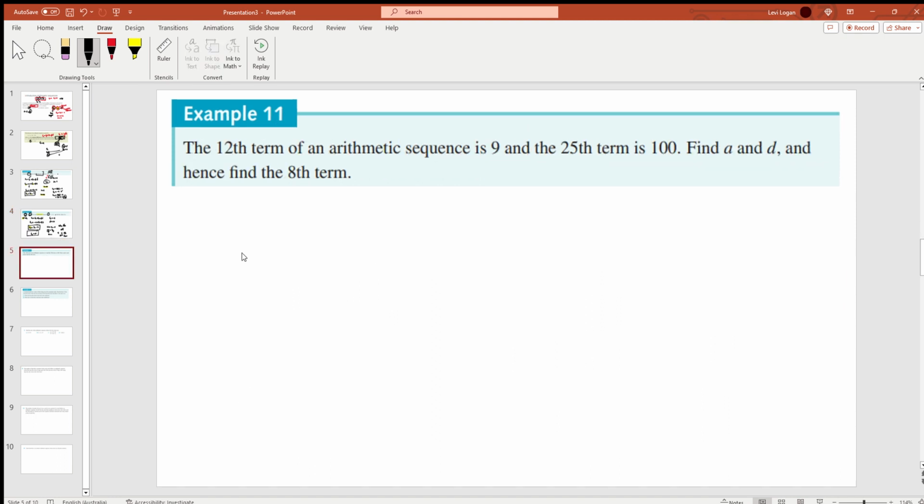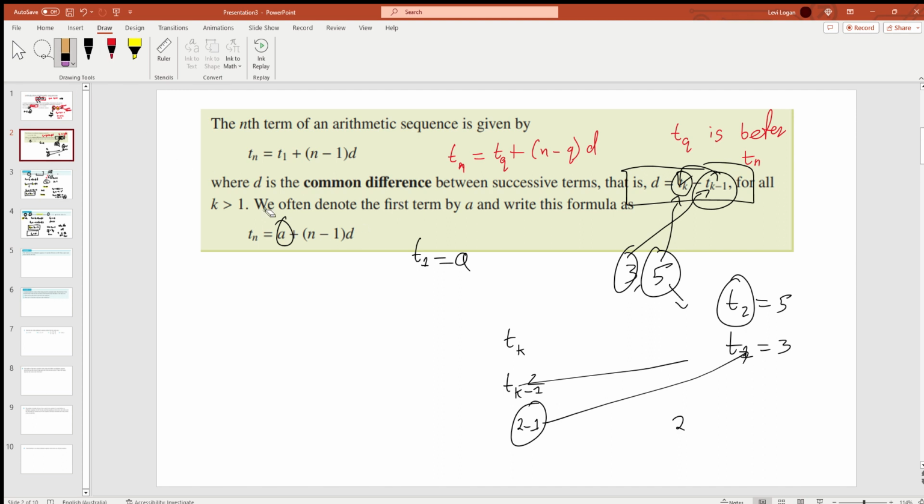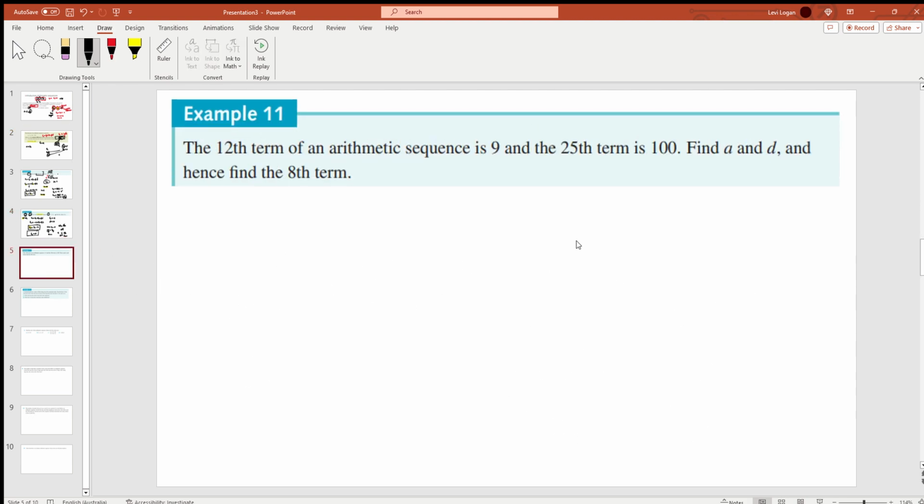Okay, so the 12th term of an arithmetic sequence is 9 and the 25th term is 100. Find a and d and hence find the 8th term. So remember, if we go back to this slide here, this is another way they can write the rule, written like this. So in other words, a is your first term, okay? And we already know what d is. D is our common difference. So this is your first term.